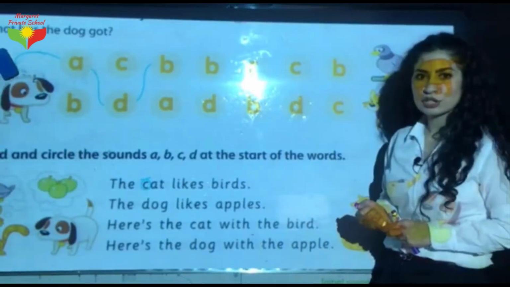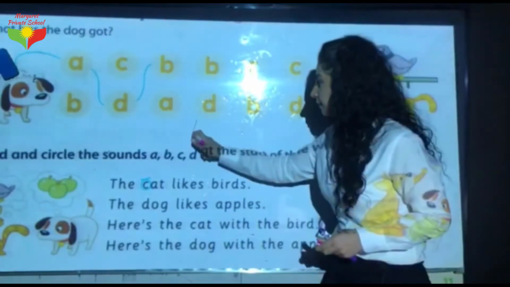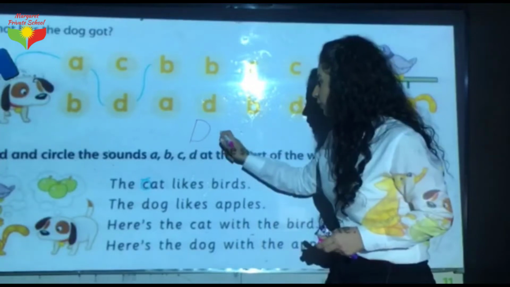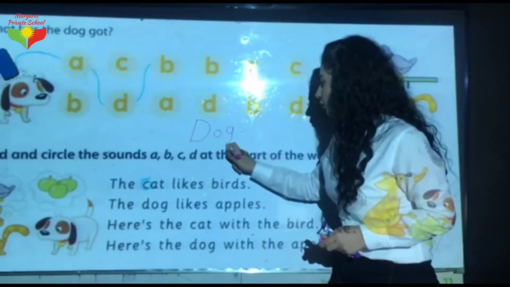Okay, look at here. Look at this word dog. Dog.